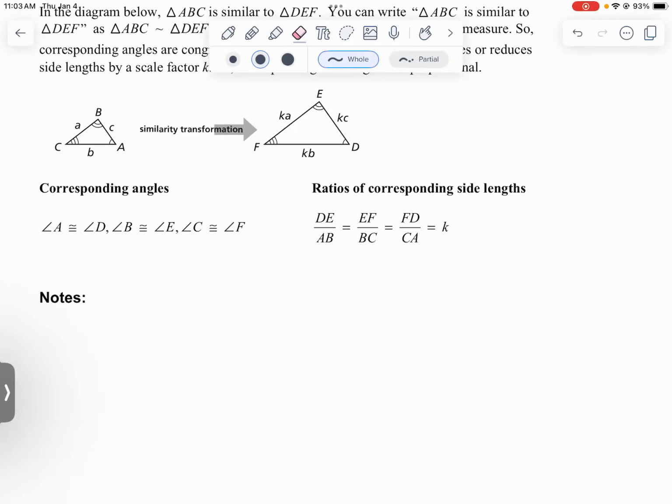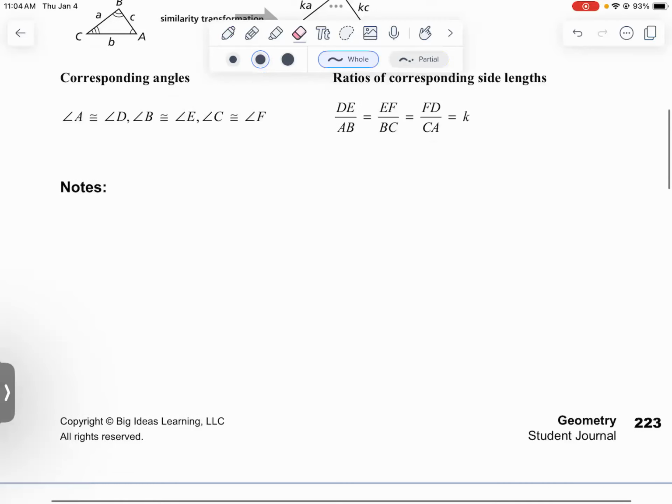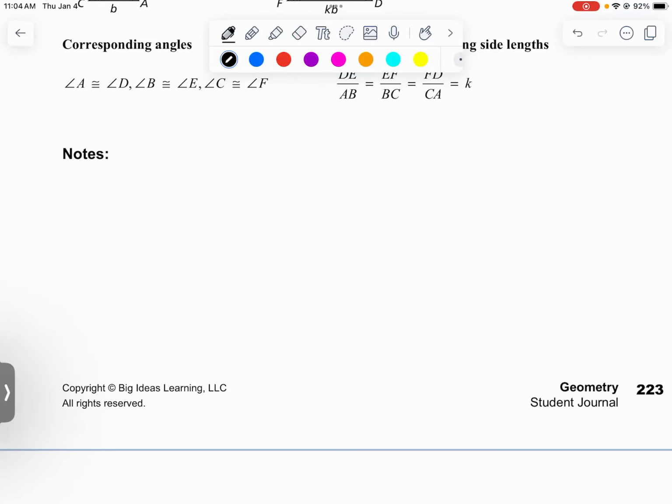Okay, so when we have similar figures, we know that our corresponding angles are going to be the same, but then our sides are going to be proportional. So we can take AB and DE, and when we make that ratio, it's going to be the same as all of the other ratios that we put together. Okay, so we're going to draw a picture that way, like we actually go through the process of naming all these things.